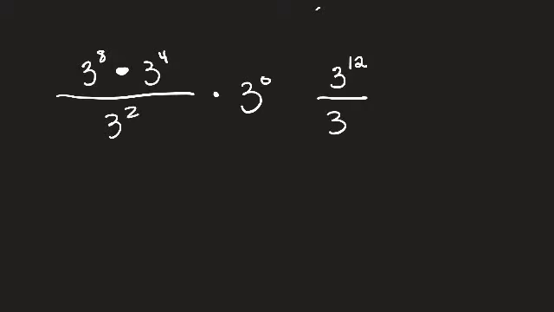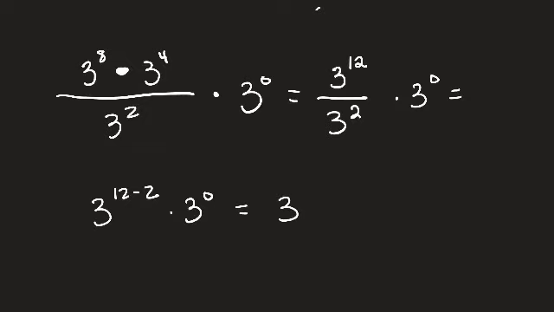Being divided by 3 squared times 3 to the 0 power. That is the same as 3 to the 12 minus 2 times 3 to the 0, which equals 3 to the 10th times 3 to the 0, which is equal to 3 to the 10th times 1, which is 3 to the 10th.